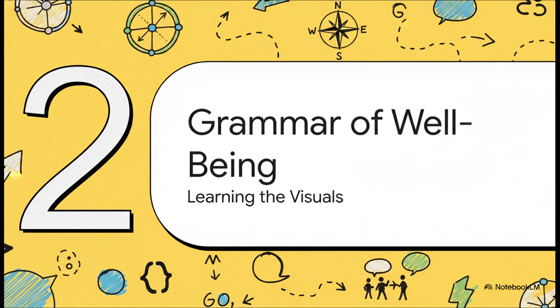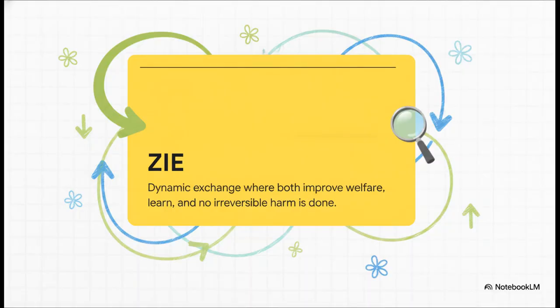Moving right along to Section 2, the grammar of well-being. Before we read the maps, we have to learn the language. So the absolute core concept here is the ZEI. That stands for the zone of balanced interaction. It's this dynamic range of exchange between two systems where a few crucial things happen. There's no irreversible harm, the environment doesn't degrade, and both parties actually improve their welfare and learn. Think of the ZEI as your ultimate green flag goal for literally any interaction. If you're in the ZEI, you are golden.